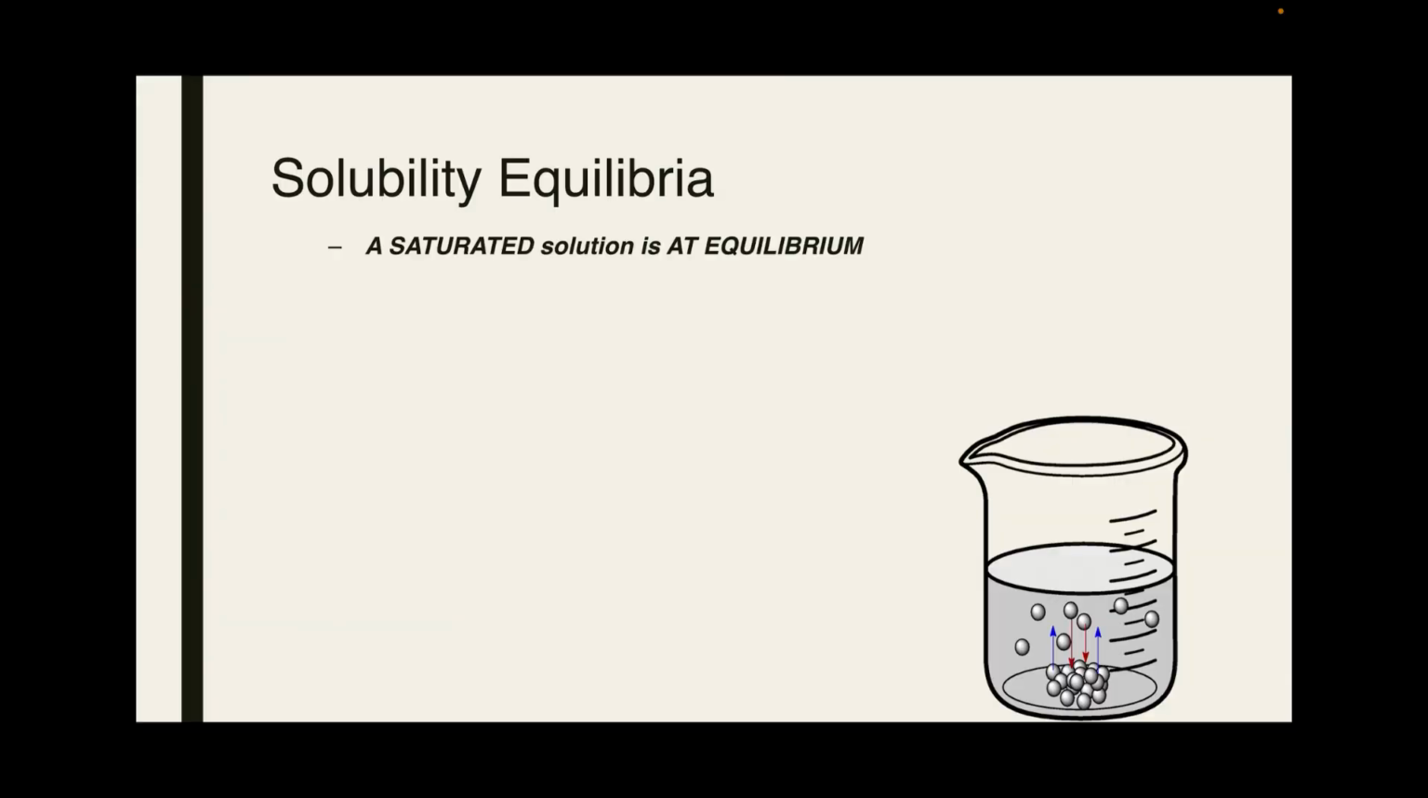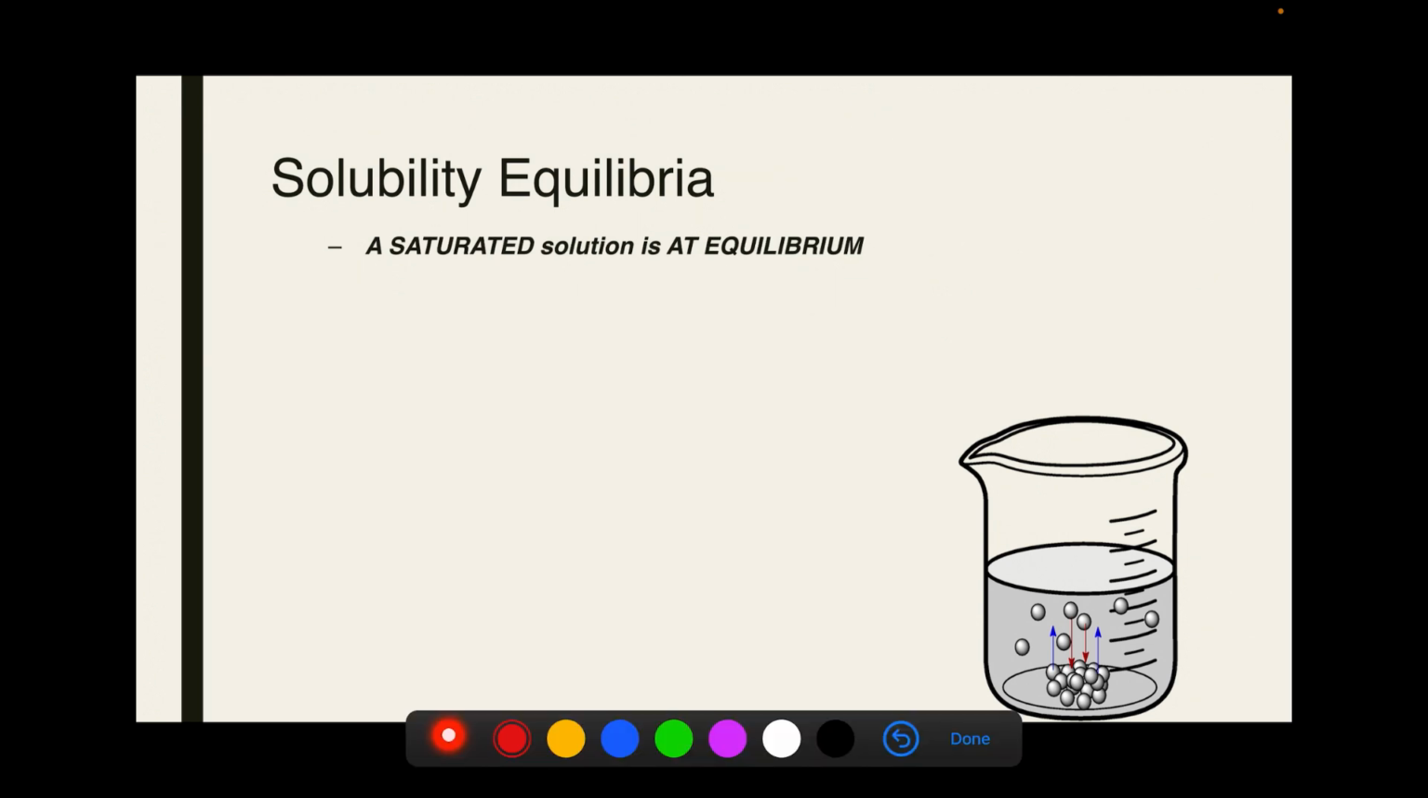Once we've achieved a saturated solution, that solution is at equilibrium. The rate at which ions from the solid are dissolving into the solution is equal to the rate at which ions in the solution are crystallizing and rejoining the solid. Therefore, we're at equilibrium. There's no net change in the number of dissolved ions. However, there is still a dynamic process of dissolving and crystallization occurring.